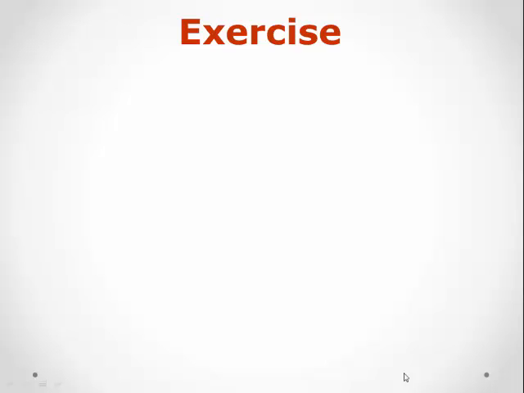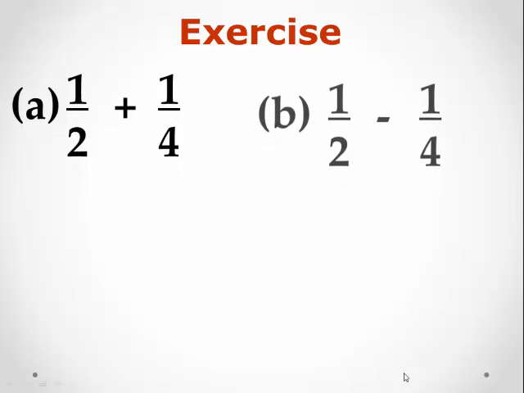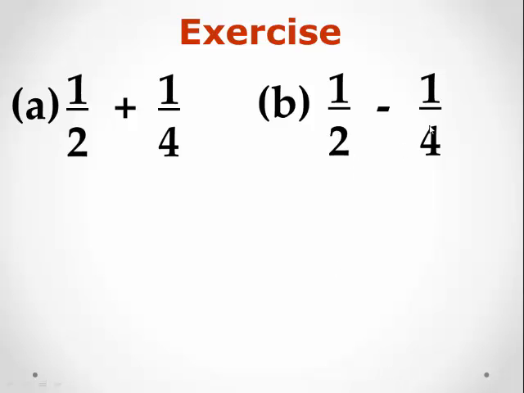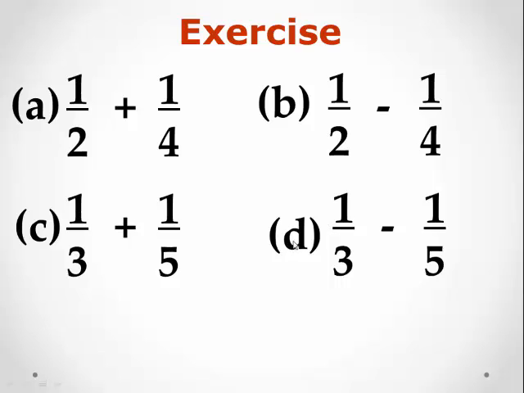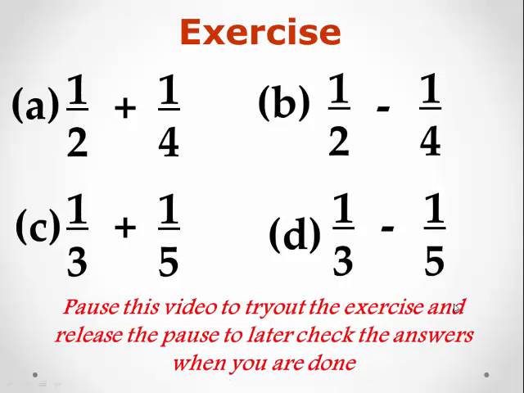Now let us look at the exercise that you need to do here. Now you need to try 1 all over 2 plus 1 all over 4. You need to try 1 all over 2 minus 1 all over 4. Then the third one, you need to try 1 all over 3 plus 1 all over 5. And you need to try 1 all over 3 minus 1 all over 5. Now what you need to do in this regard is, please try and pause this video at this level so that you can try all these things out. When you're done with trying it out, then you can release your pause to actually get the answers to your exercise.